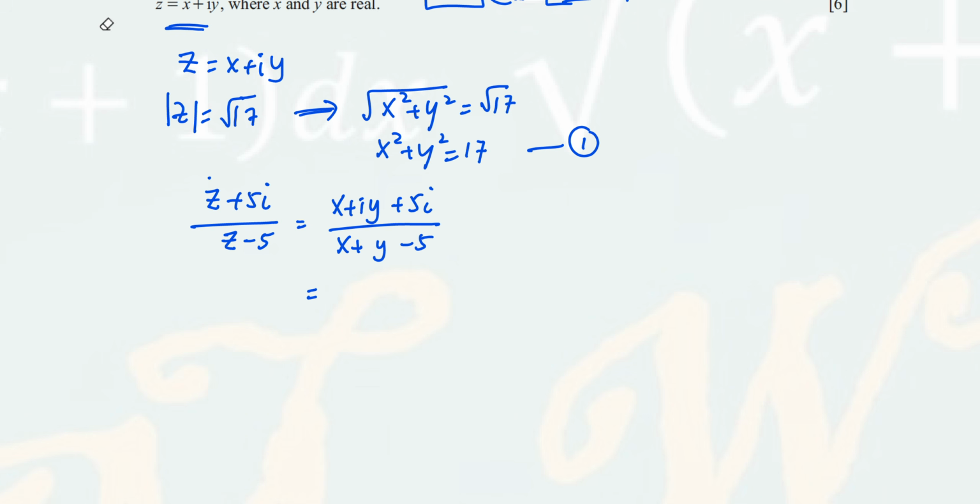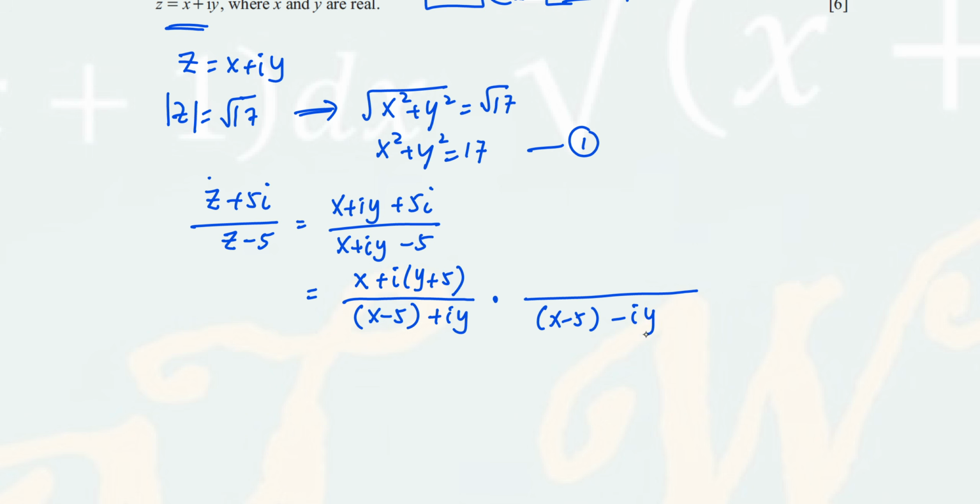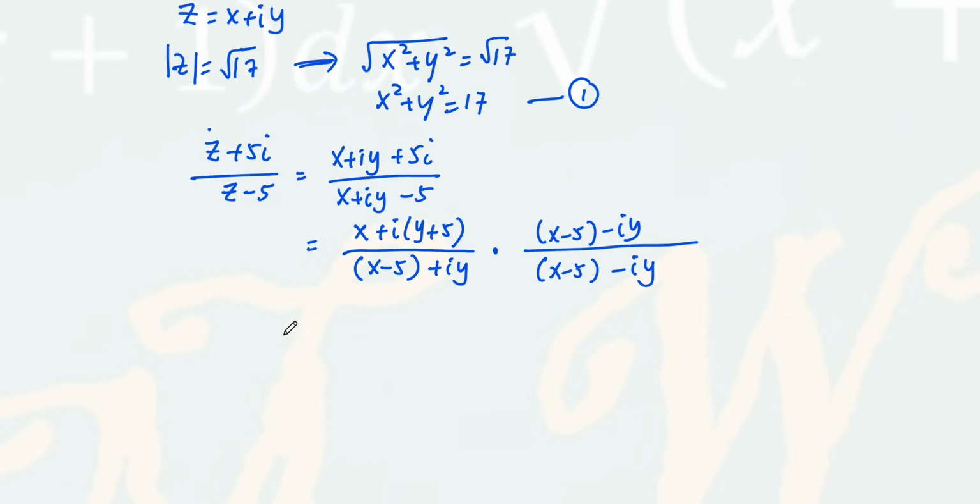So before I rationalize it, better express it in the real part plus imaginary part first, and same goes to the numerator. So my real part is x and my imaginary part, by factorizing the i, you will be getting y plus 5. So for the denominator, the real part is x minus 5 and the imaginary part will be positive y. Okay, then I times the conjugate of the denominator. And now here we do expansion.